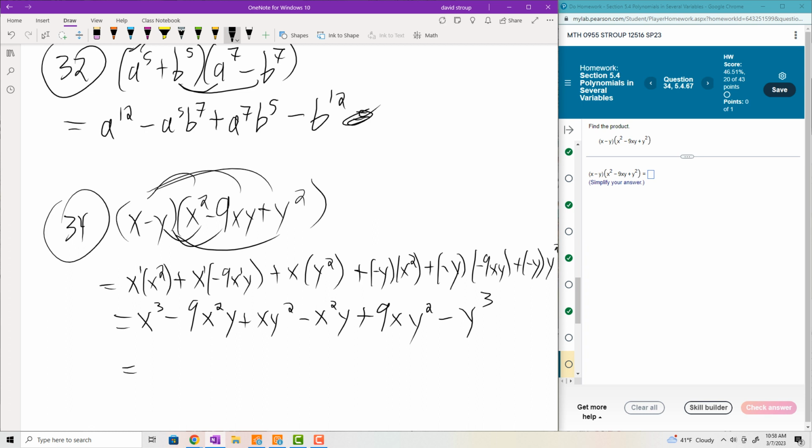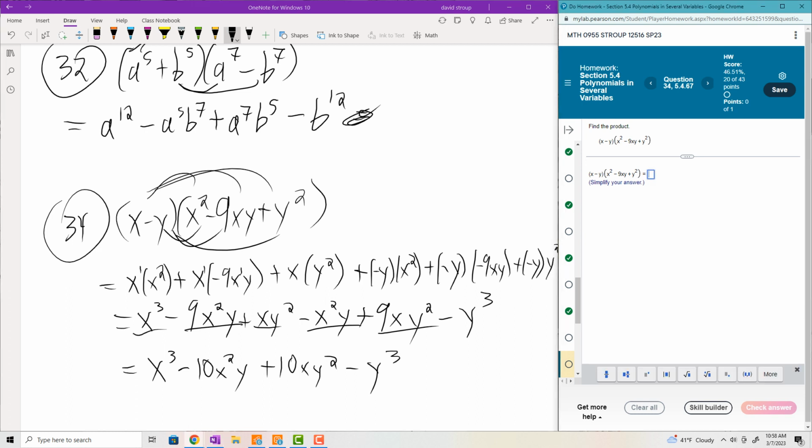Combine any like terms if there are any. So I have x cubed, x squared y's. There's negative 10 x squared y. And then xy squared, so there's plus 10 xy squared. And then finally minus y cubed. So it's just a bunch of distributions, 6 distributions, and then combine like terms.